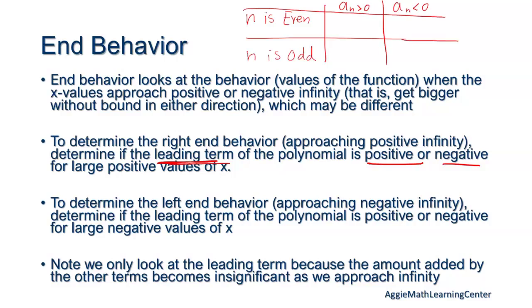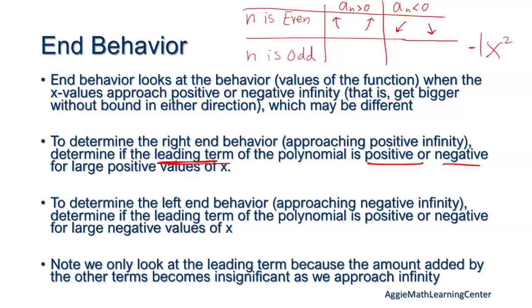If a sub n, the leading term, is greater than 0, so it's positive and n is even, that's just a normal parabola, right? x squared, 1 is greater than 0 and 2 is even. So all that tells you is your end behavior, both sides are going up, okay? If it's negative, then that's just like a negative parabola. Then they're both going down, okay? So if it's even, then they're both going the same way, either up or down.